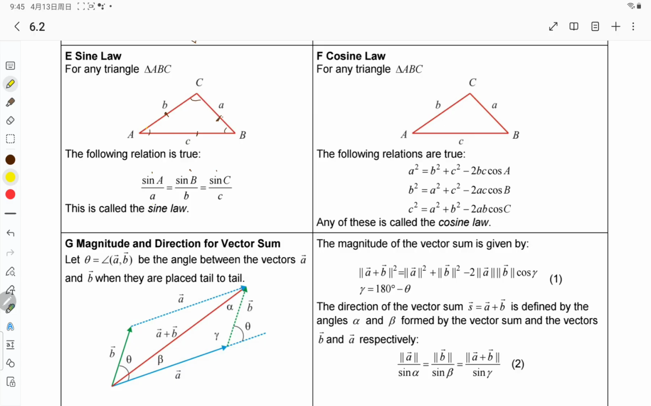The side little a corresponds to the angle A that is opposite to the side, right? So this pair: sine A over a, and then sine of capital angle B over this side b, and then sine of capital angle C over this side c. And yeah, there's something called the cosine law, right?